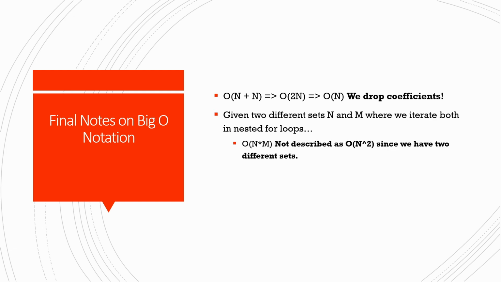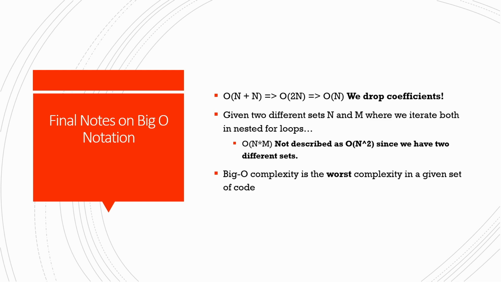Another thing to consider is the case where you have two different collection sets. Let's say you have collection set N and collection set M. Let's say you have a nested for loop where you're iterating over N, and inside that for loop, you're iterating over M. You would describe this as big O of N times M. It wouldn't be described as N squared because these are two different collection sets, if that makes any sense. So if you have different collection sets, you want to describe that in your big O notation.